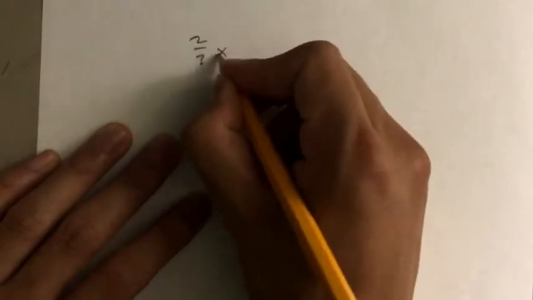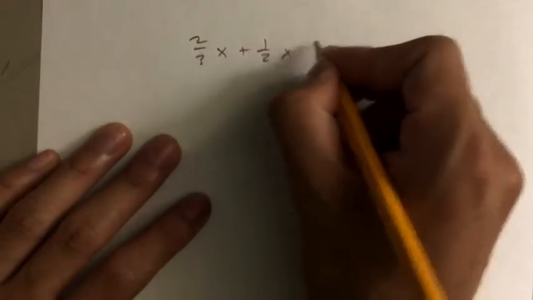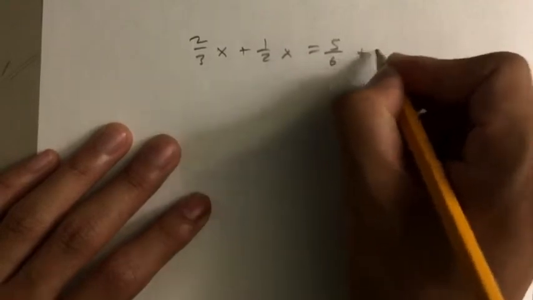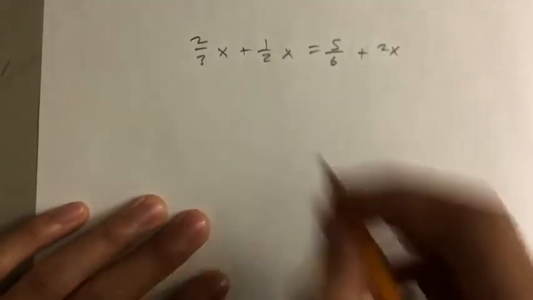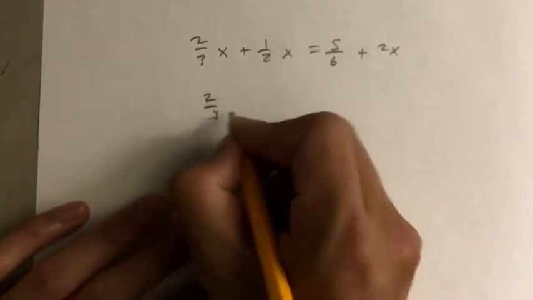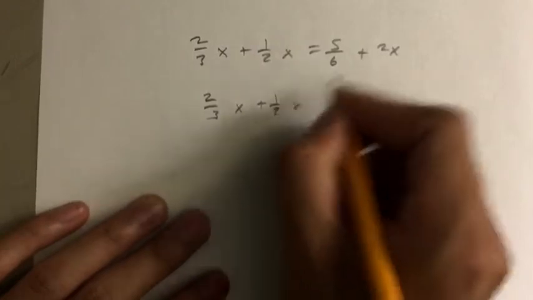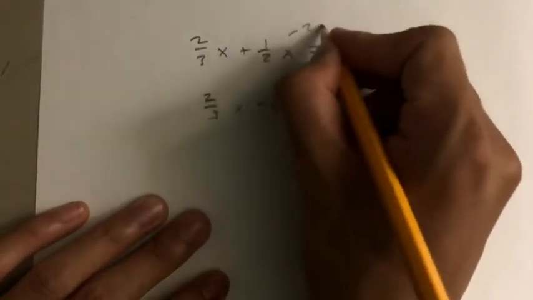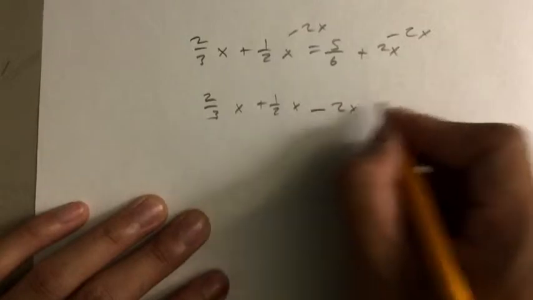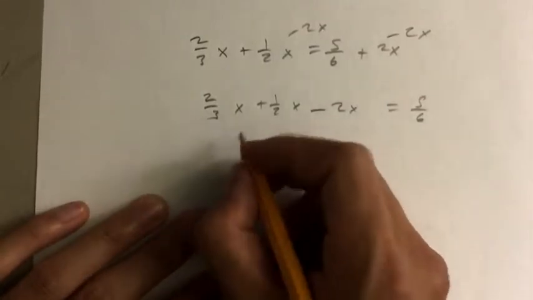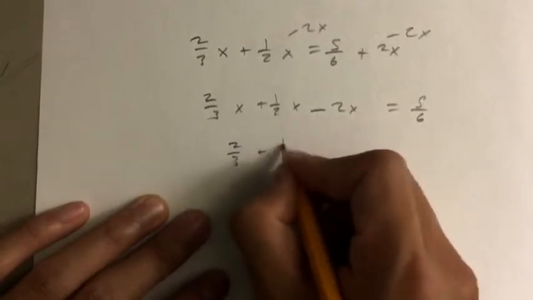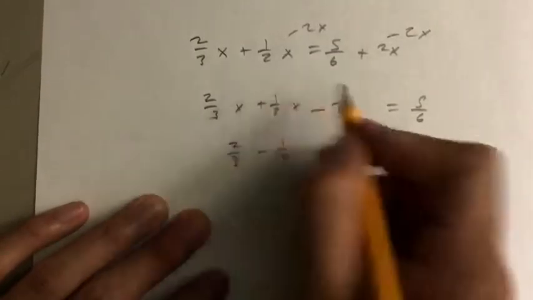How do we solve this? 2/3 x plus 1/2 x equals 5/6 plus 2x. Solve it. Well, you want to get all the x's, the common terms, on one side. So we're going to have 2/3 x plus 1/2 x. We're going to subtract 2x on both sides, minus 2x equals 5/6. So let's add these up. 2/3 plus 1/2. What does that equal? Just forget about the x's right now.